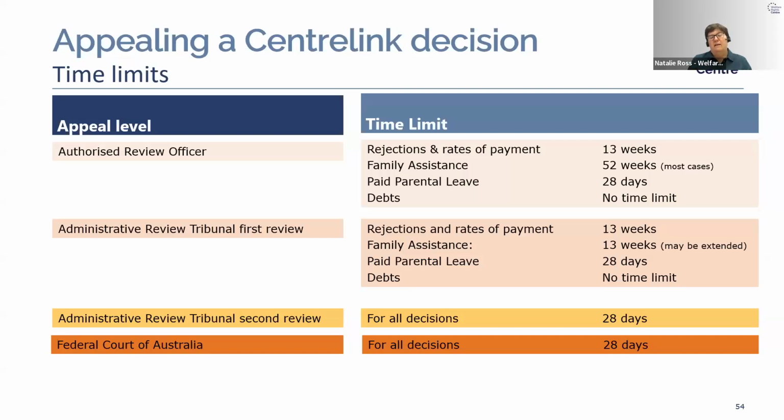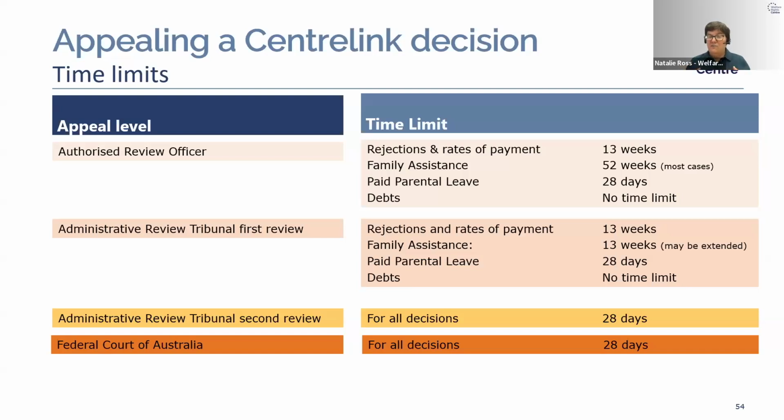There'll be a hearing, nowadays most commonly just by telephone or Teams, but you can request to do a hearing in person if you think that's important. And the tribunal member will get a copy of the file from Centrelink with all the relevant documents. They'll talk to you at the hearing. It's quite informal, and then they'll make a decision. If you're not happy with that decision, you can have a second review by a different tribunal member that has a shorter time limit of 28 days.